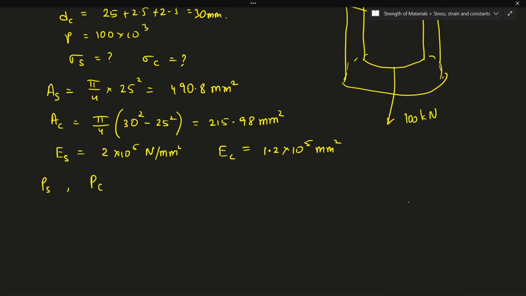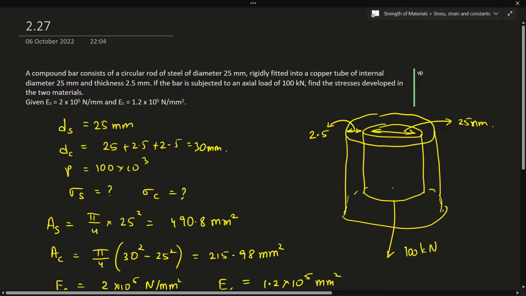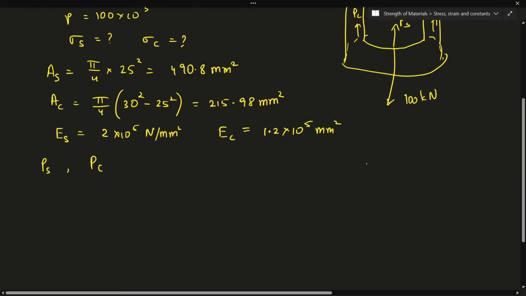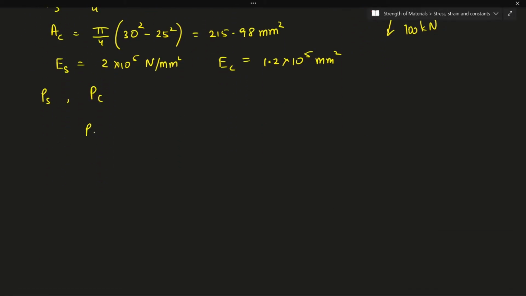Now if I draw a free body diagram, I'll have something like this. Sorry, not the free body, instead here the support will be given as, we'll have PS here and the PC will be all throughout the tube, so I'll have PC. So now if I apply static equilibrium, I'll have PS plus PC will be given as total P. Now I'll call this equation 1, and also the delta, right?